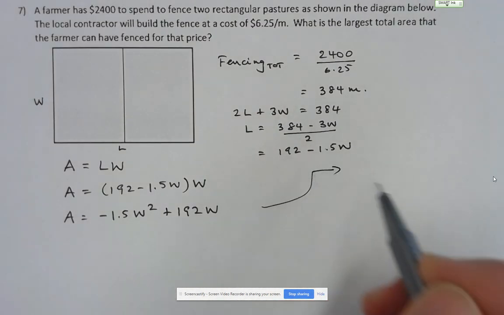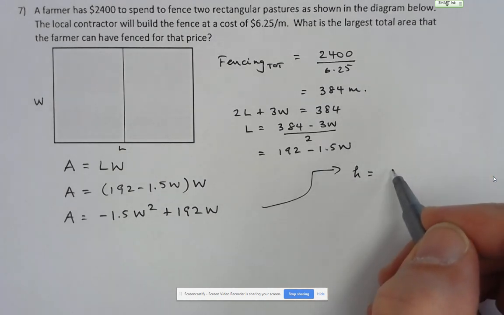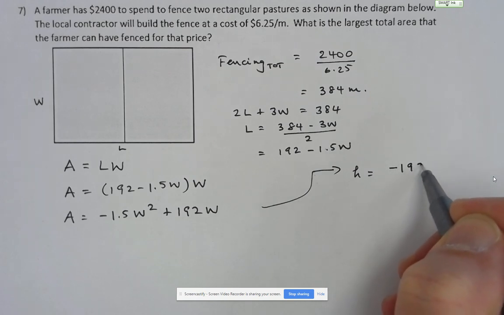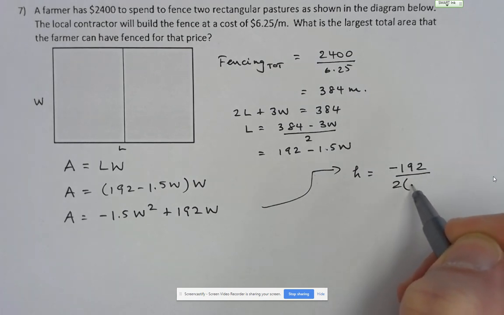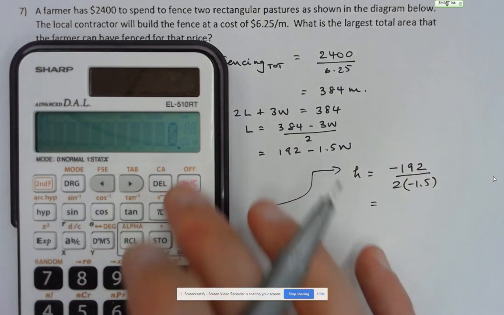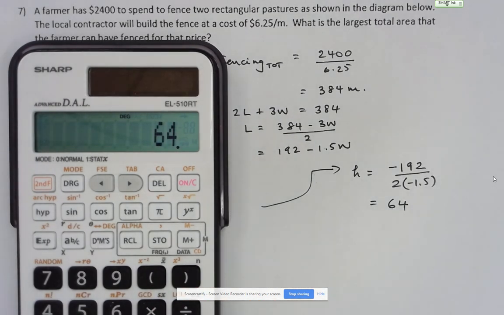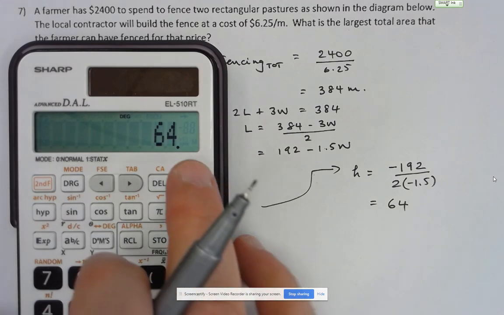So if I do the quick way, I know that the h value of the vertex is given by negative b over 2a, so negative 192 divided by 2 times a, so 2 times negative 1.5. And right off the bat, I can easily calculate this. Okay, so we've got negative 192 divided by, open up a bracket, 2 times negative 1.5, and that gives me 64. Okay, but of course 64 is not what I'm looking for.